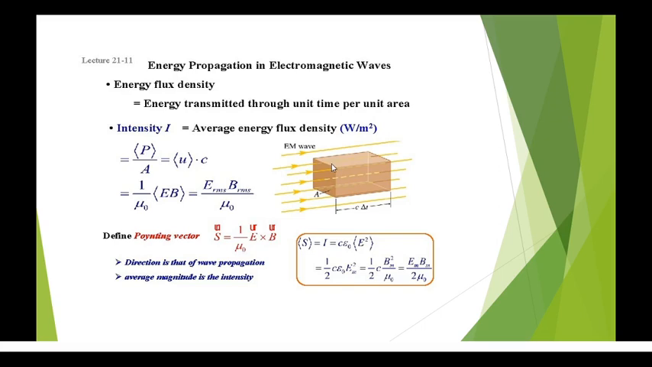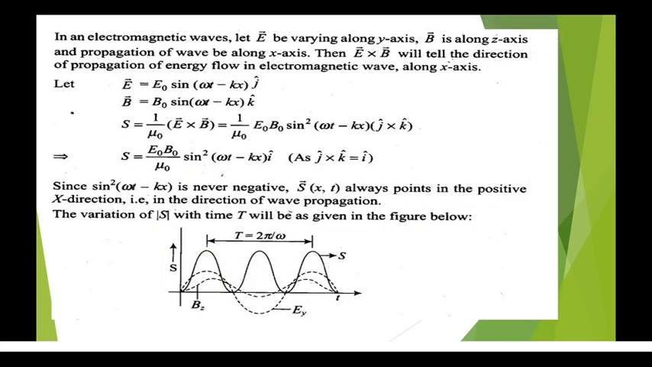See, here in the picture you can see that the electromagnetic wave is passing through a block, and this block has an area capital A. So we can calculate how much energy has been transferred by this electromagnetic wave to this area. From that you can calculate the energy transmitted per unit area in unit time. Now we are going to calculate the value of S.